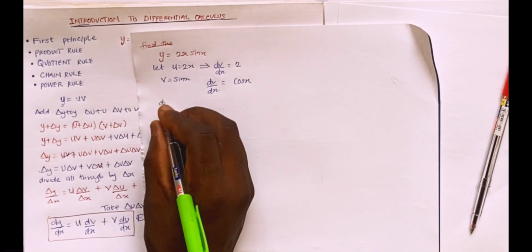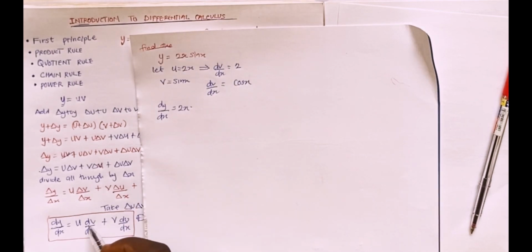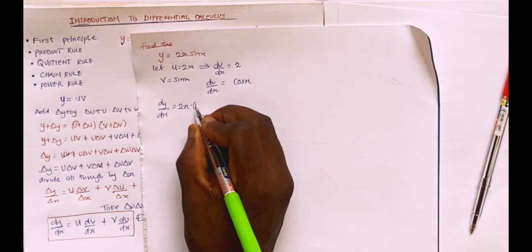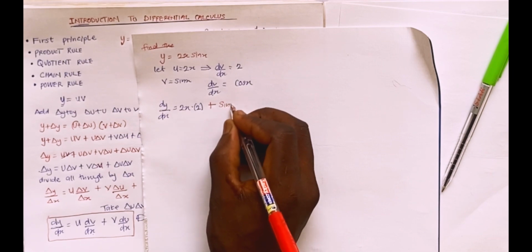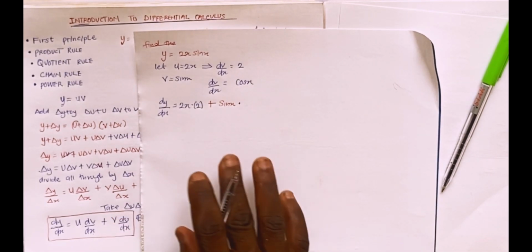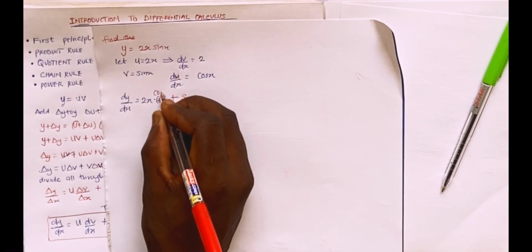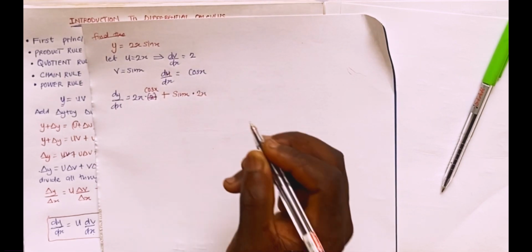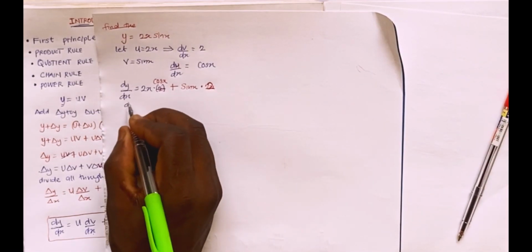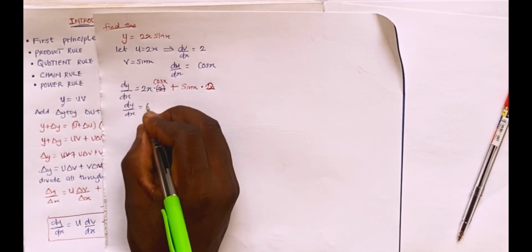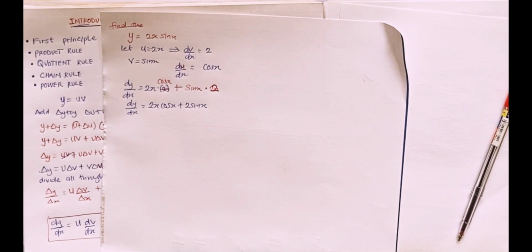So let's just try to substitute everything into the formula. I'm going to have dy/dx equals u, that's 2x, multiplied by dv/dx. What's my dv/dx? That's cos x. Then plus my v, what's my v? Sin x, then multiply by du/dx, which is 2. So here I'm going to have dy/dx equals 2x cos x plus 2 sin x. Can you see this now?